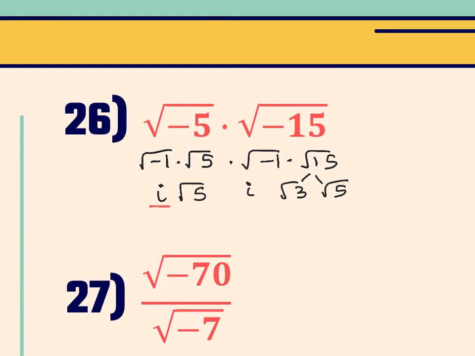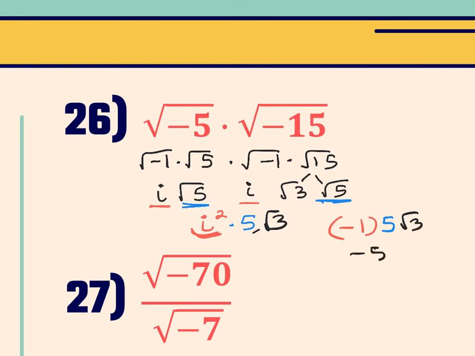So again, you have 2 i's here, so i squared. I got a pair of 5's, so a 5 comes out. And then the radical 3 stays underneath. Evaluate the i squared, so it's now -1 times 5 times the square root of 3. So my final answer is -5 square root 3.